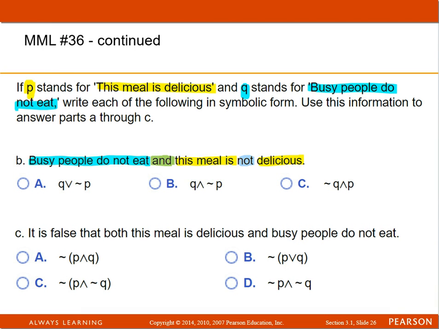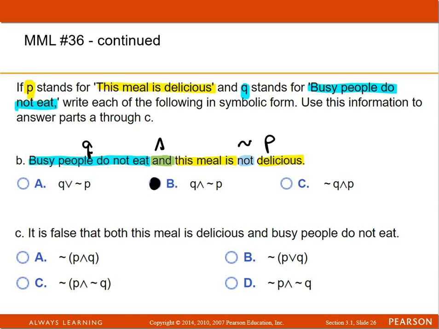So, oops, let me go back in. So busy people do not eat, that is Q. The and, this is the symbol for and. This meal is not delicious: not is a negation, and delicious is P. So that is going to be choice B.